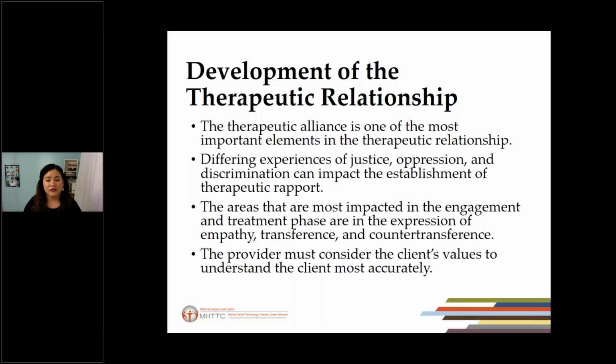Development of the therapeutic relationship, right? So to build that therapeutic relationship, what are the things that we need to take into consideration is the most important thing in the process. It will help you to accomplish the therapy goal, right? And there are different things that could impact that relationship: injustice, oppression, discrimination, previous bad experiences with other mental health providers. This is why we need to take that extra time exploring what happened with this client, how we can improve our services.